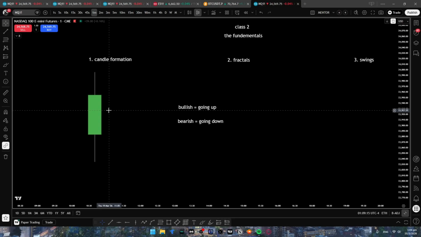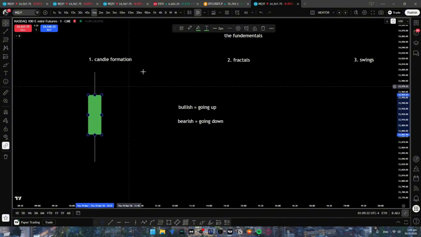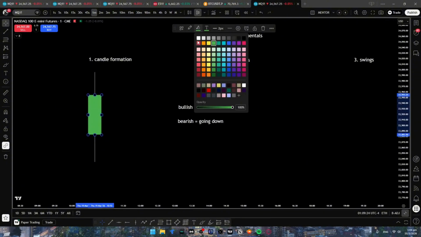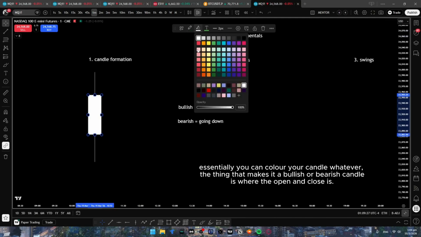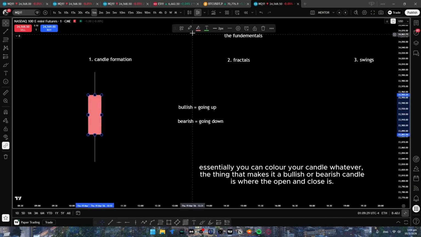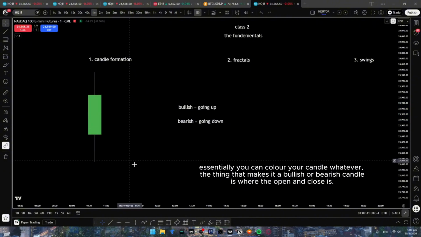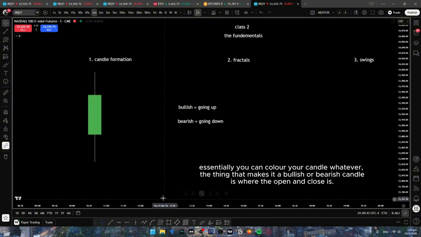The answer is, it depends, right? This can literally be a bearish candle, or it can be a bullish one. Why? Because, hey, what is this now? What is this? Or what is this? Right. It's whatever you color the candle. But what defines it as a bullish candle is where the open, low, high, close is.